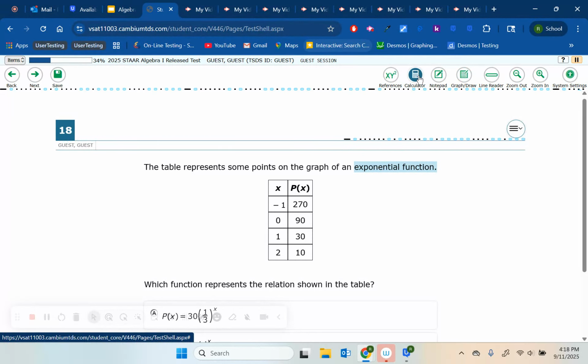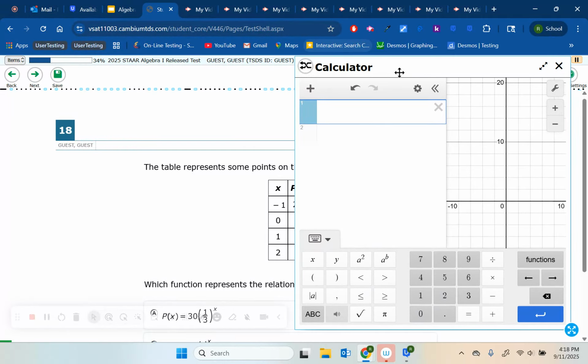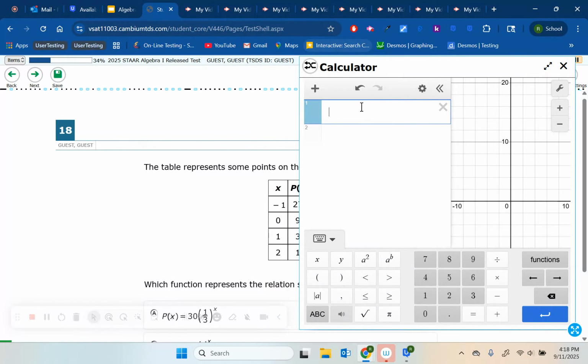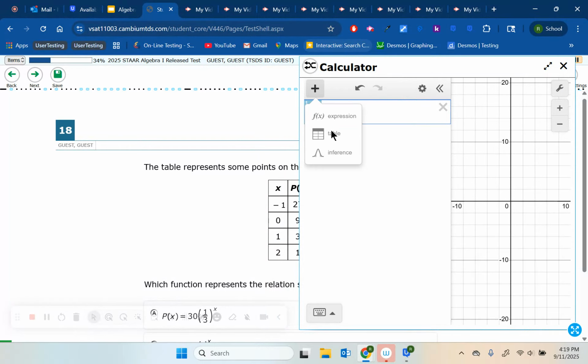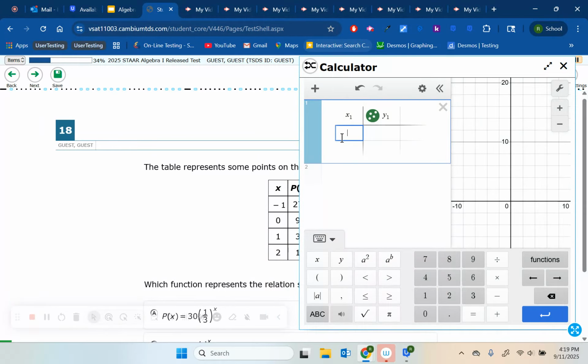I don't know where we're going with the future of this test because of the calculator, because the calculator is now doing everything for us. With that little plus button, remember we had the new thing with table where we get to see what kind of function it is. So I got negative 1, 0, 1, 2, 270, 90, 30, 10. We're dividing by 3, guys.